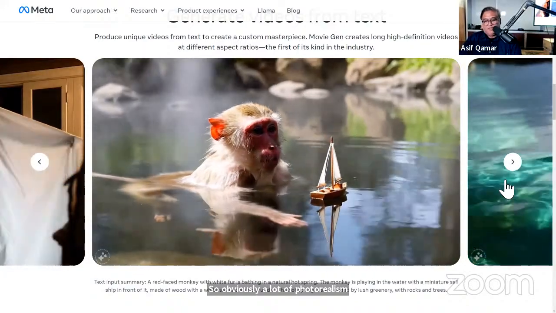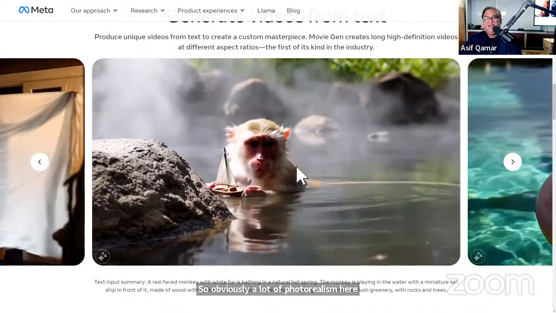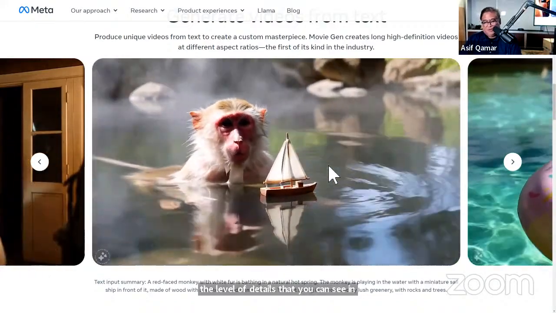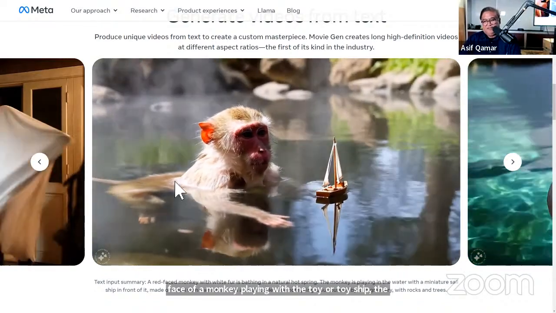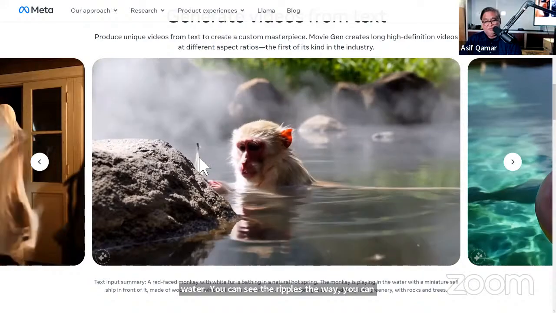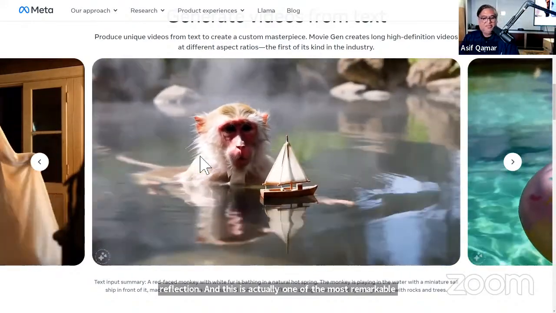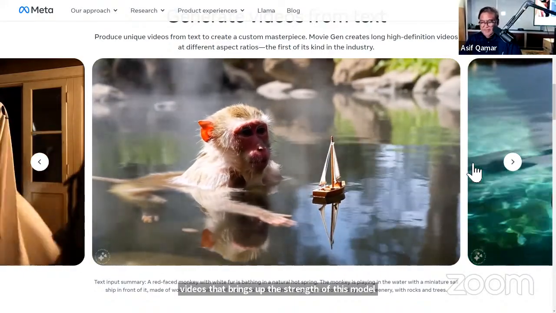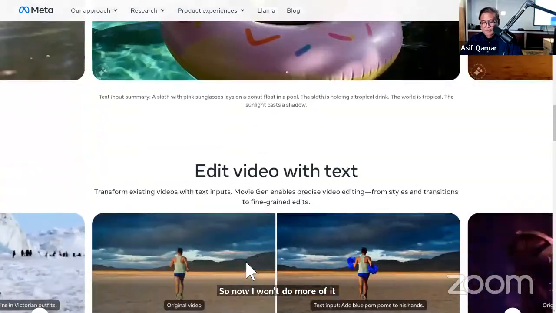This is another one. Look at the level of details that you can see on the monkey's face, a red monkey playing with a toy ship, the water. You can see the ripples, the way you can see the reflection. And this is actually one of the most remarkable videos that brings out the strength of this model. Right? So I won't do more of it, just one or two more.